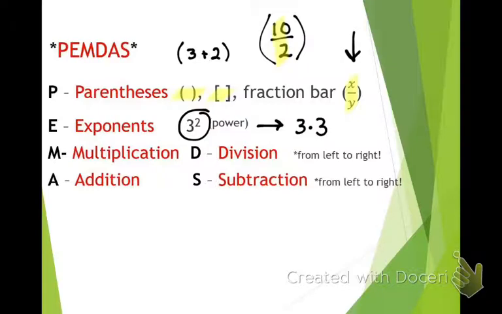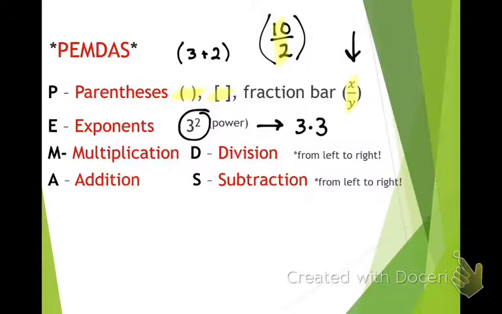What would 4 squared mean? 4 times 4. What does 5 squared mean, class? 5 times 5. What does 10 squared mean? 10 times 10. So exponents would be the second thing that we do when we're using order of operations. The next up is multiplication and division.